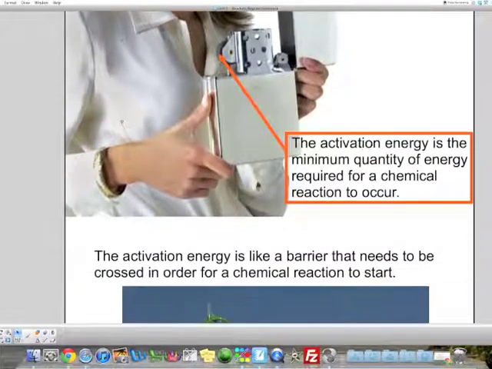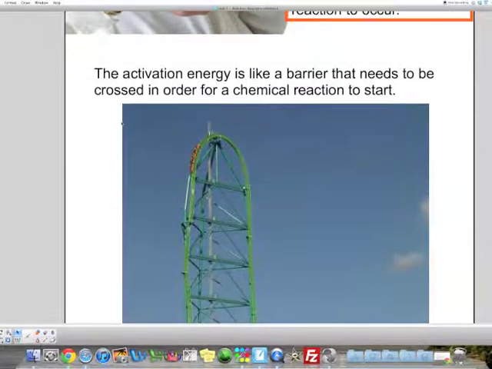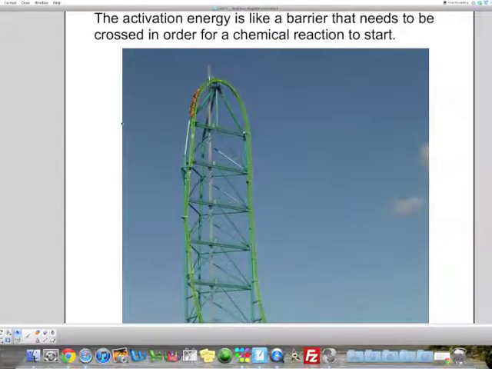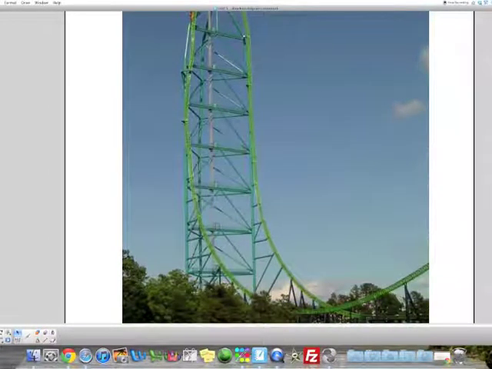Another example would be to compare the activation energy to a barrier that the reactants need to cross. If they don't have enough energy, they won't be able to get to the other side of the reaction where the products are. So if we look at the roller coaster here, we can see the people are going down the hill, but before they were going down that hill, they had to come up on this side. If the roller coaster doesn't have enough energy to go all the way up, what's going to happen? Well, the roller coaster is going to go back down.